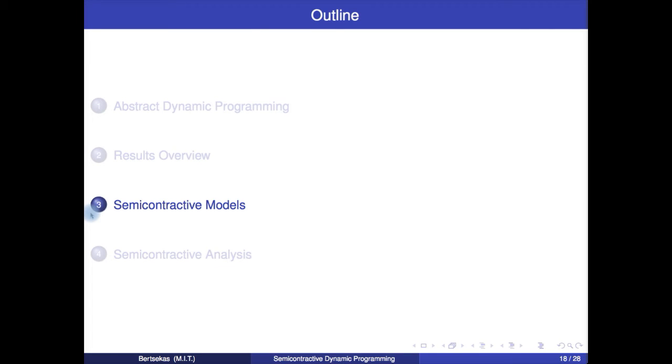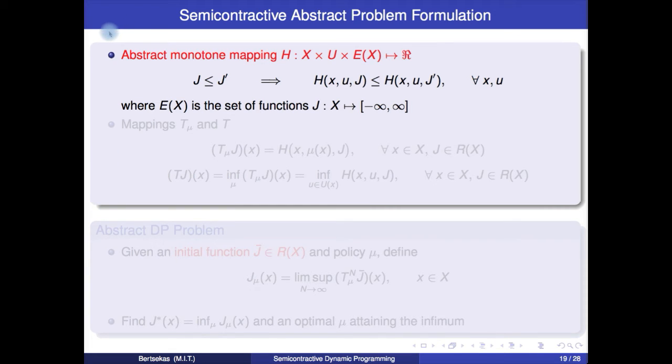Okay, let us now go into semicontractive models, our main subject in this lecture series, in some more detail. Let's review the definition of the semicontractive abstract dynamic programming problem. The starting point is a mapping H, which maps states, controls, and functions of state into real numbers, and it has the fundamental monotonicity property. If J prime is uniformly larger than J, then applying H to them preserves the sign of the inequality.